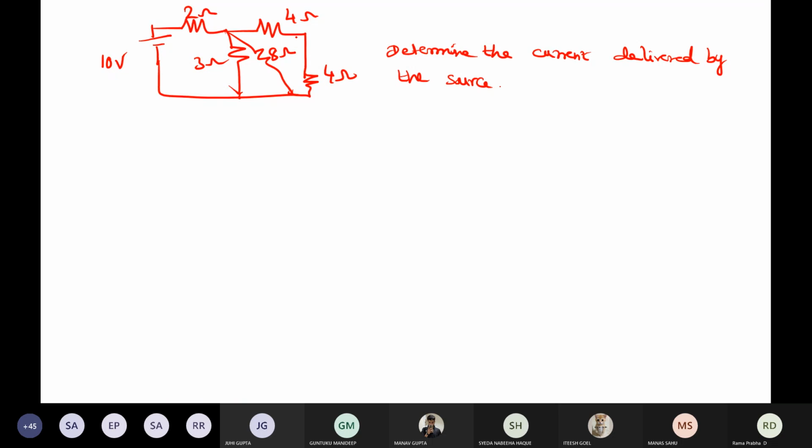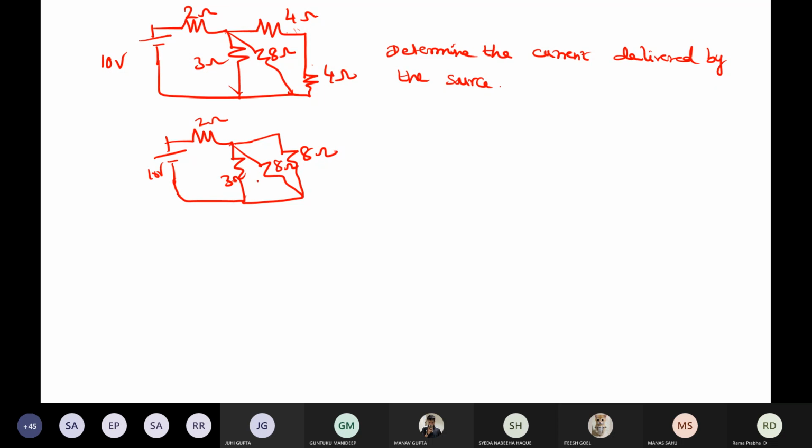So first these two, 4 and 4, how are they connected? They are connected in series. What is the equivalent value? 4 plus 4, how much is that? 8. So this is 8 ohms, and here is one more 8 ohm. This is 3 ohm, then this is 2 ohms.